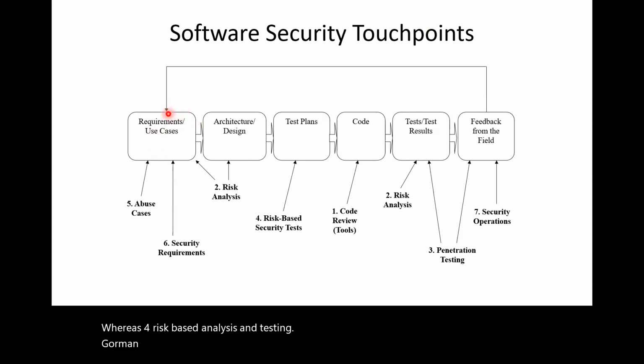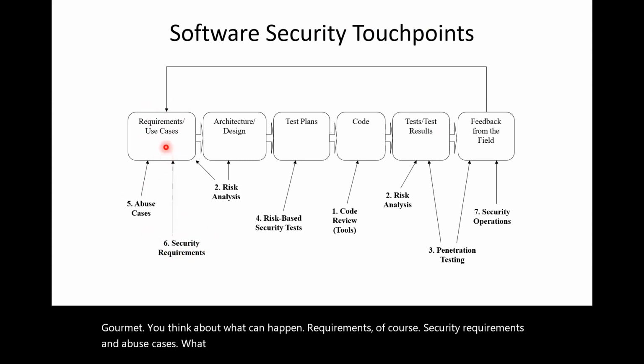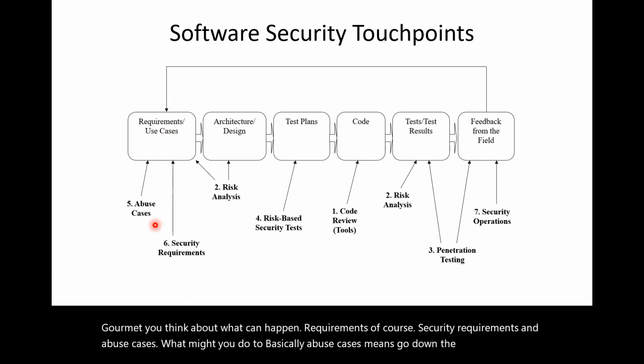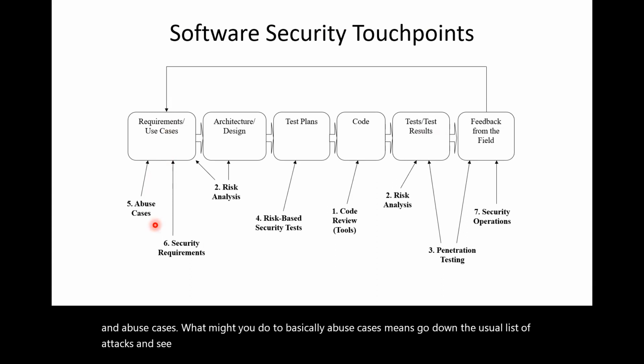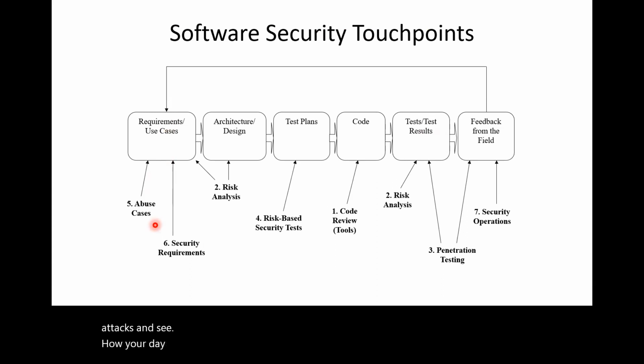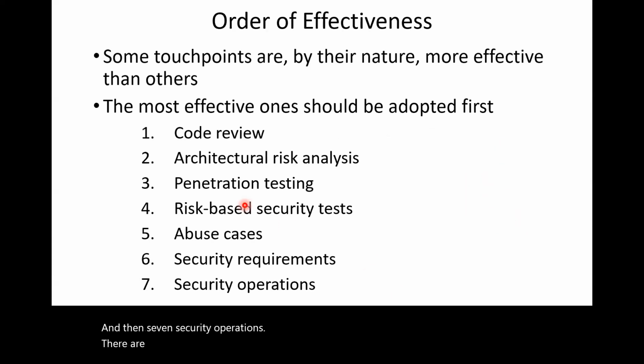Requirements, you think about what can happen. Requirements, of course, security requirements and abuse cases. What might you do? Basic abuse cases means go down the usual list of attacks and see how your design and requirements are impacted by these. And then 7, security operations. They're in order there.